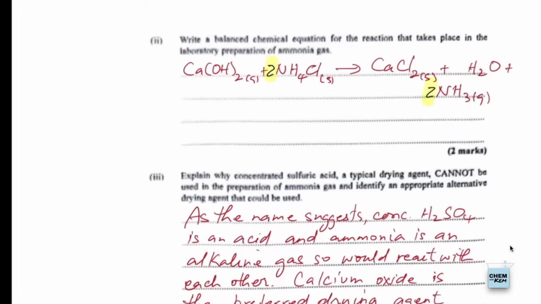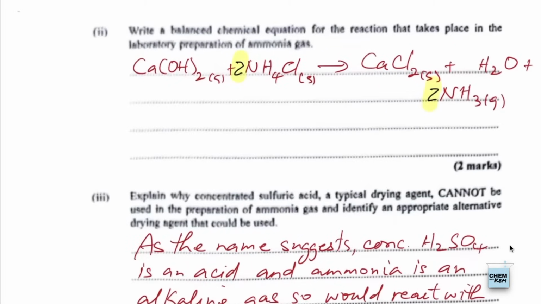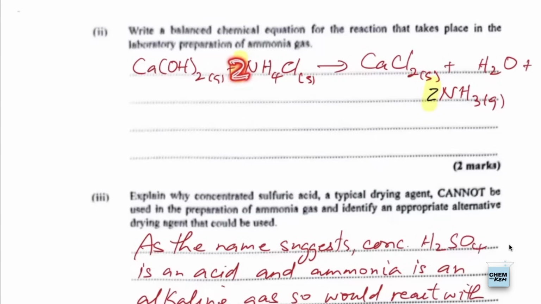And then over here now, they're saying write a balanced chemical equation for the reaction that takes place in the laboratory preparation of ammonia. We can use calcium hydroxide, that's a base. So a base and an ammonium salt will give us salt, water, and ammonia. All right, so let's see. The chloride here, in calcium chloride, it's CaCl2, so we need to put a 2 in front of our ammonium chloride to balance that. When we do that, we automatically have 2 nitrogen, which does not come out of the ammonia fully. So we'll put a 2 in front of the ammonia to fix that.